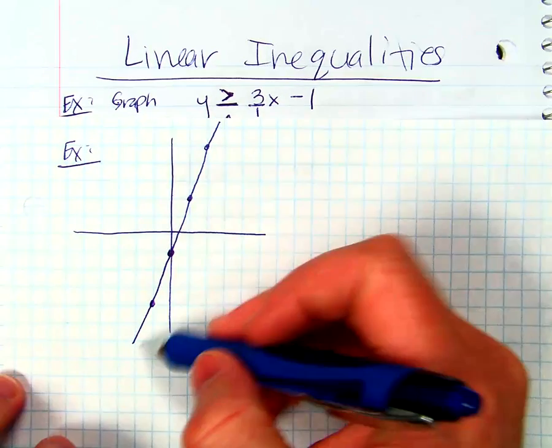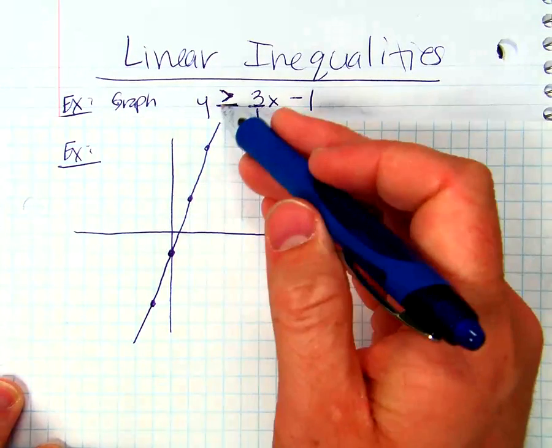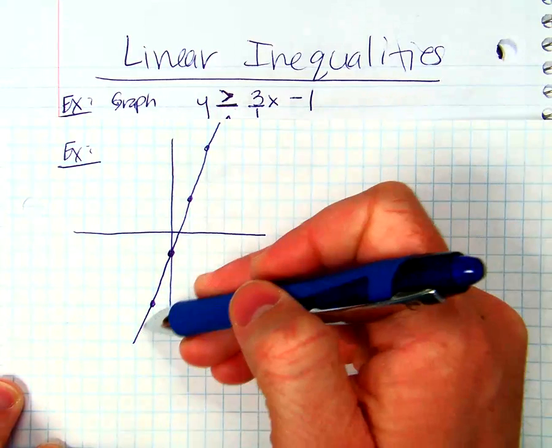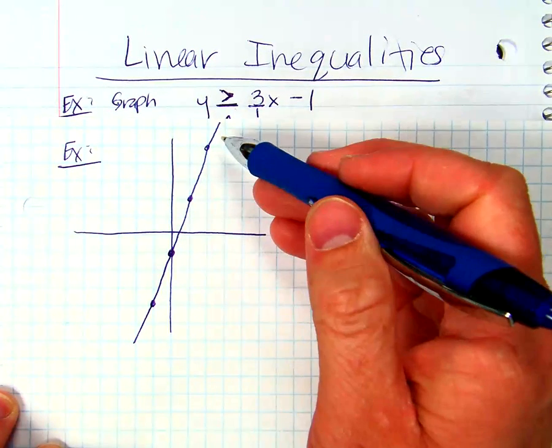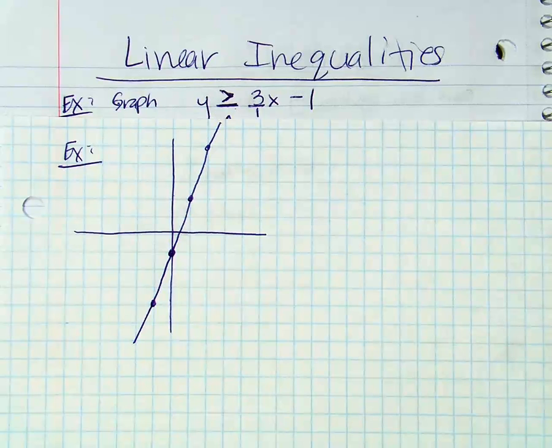Now we made this a solid line because this was an underlined symbol. So solid line, greater than or equal to, it means that all the points that are on this line are included in what we are graphing. So here comes the rest of this.